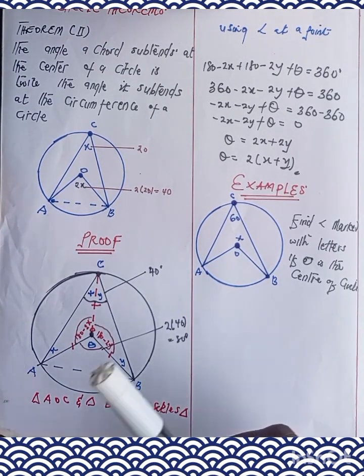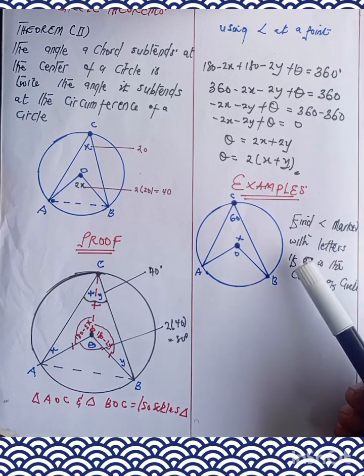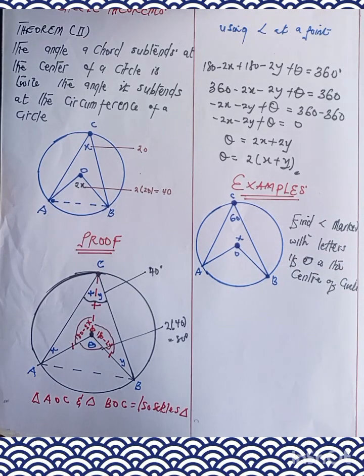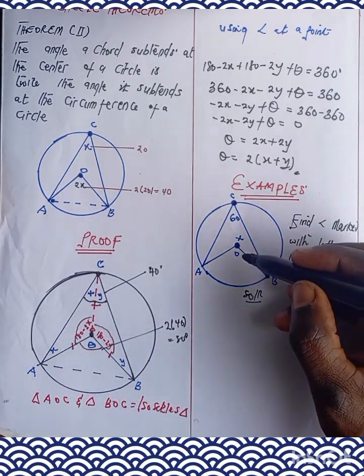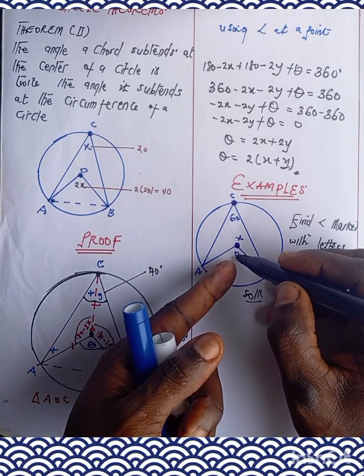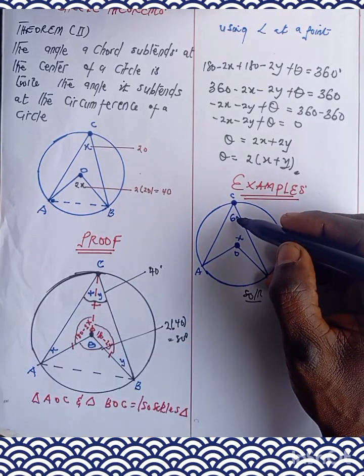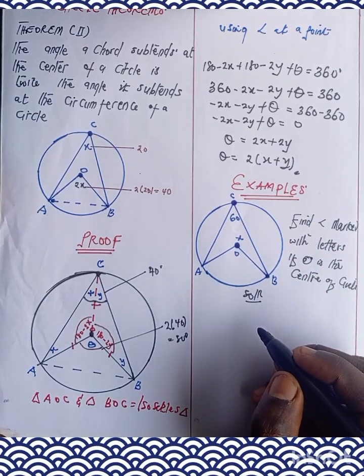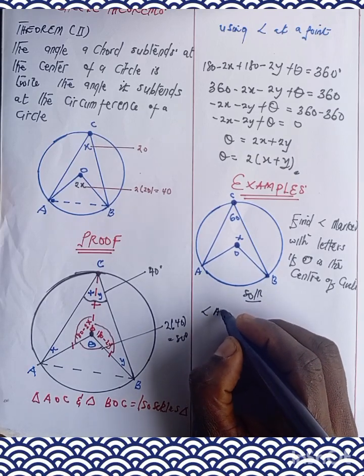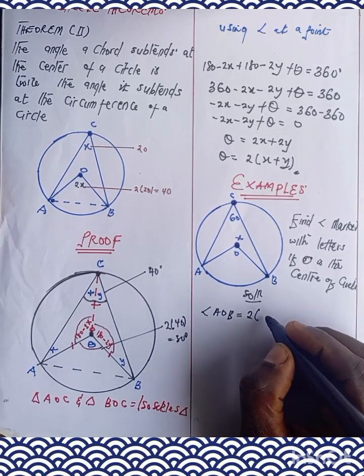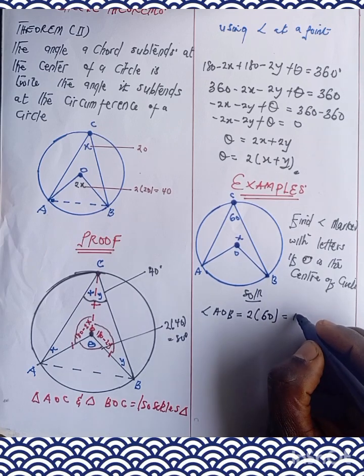So let's take examples. So we have the first example. Find the angle marked with letters if O is the center of the circle. So looking at this diagram, we can apply theorem 2 to solve it. You can see that this is the center, and we know that the angle here is twice the angle here. So if this angle is 60 degrees, this angle is going to be 60 times 2. Therefore, we can say that angle AOB is equal to 2 times 60.